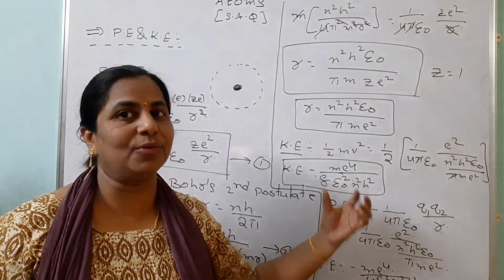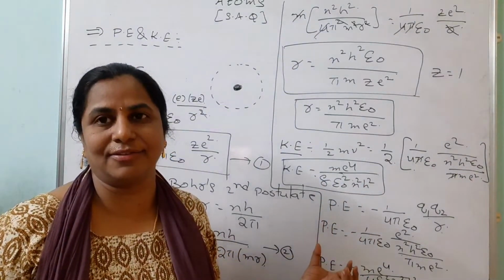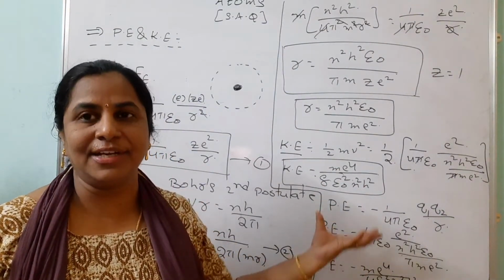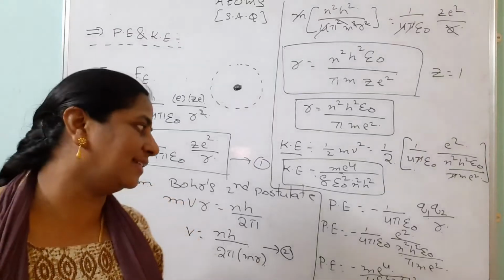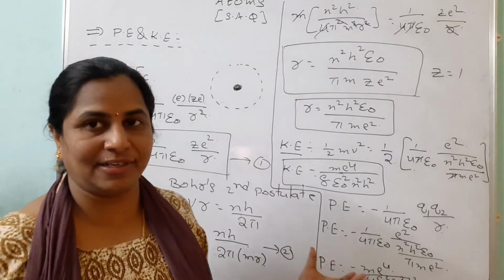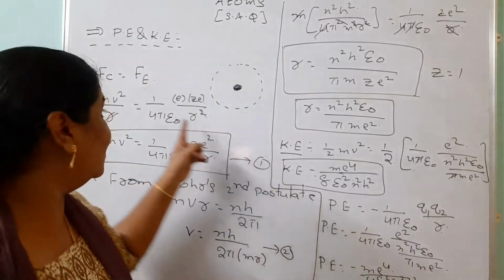Like that, when you want to attach this to a long answer from this chapter, total energy means we can add potential energy plus kinetic energy. You can get that expression also. Don't confuse here. Come back to this answer.